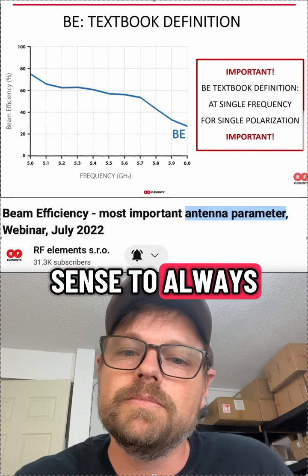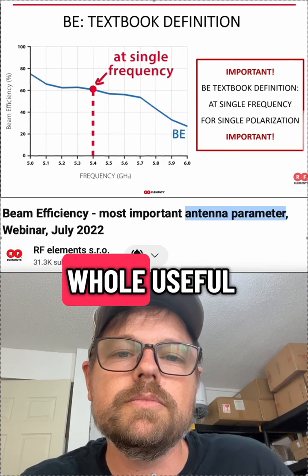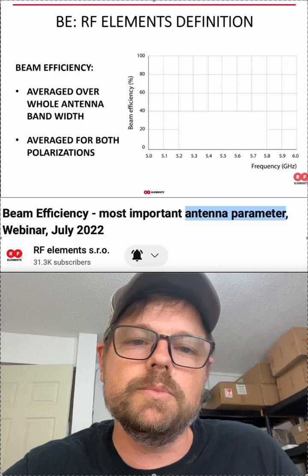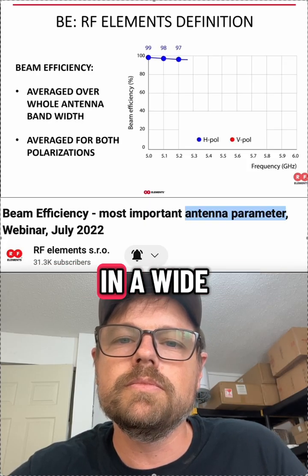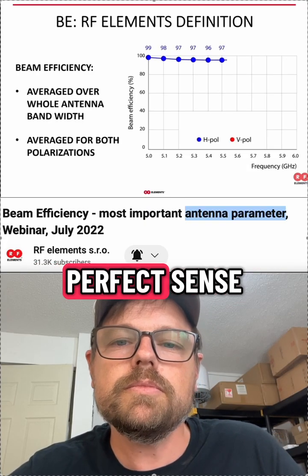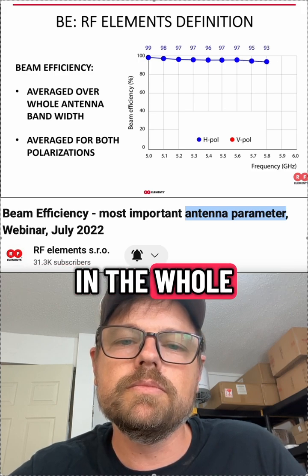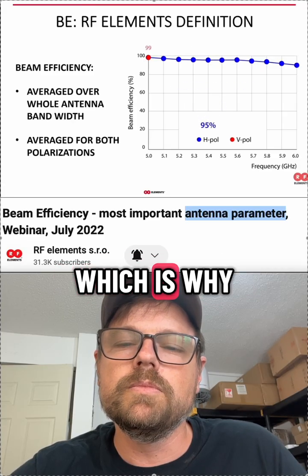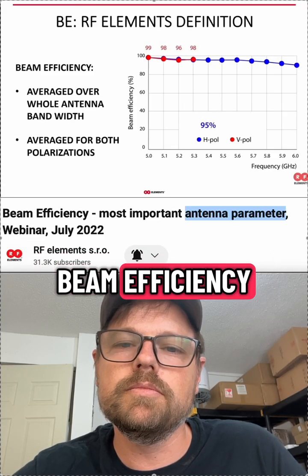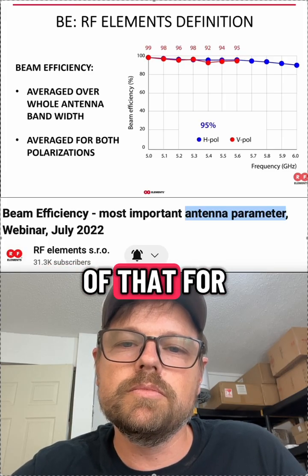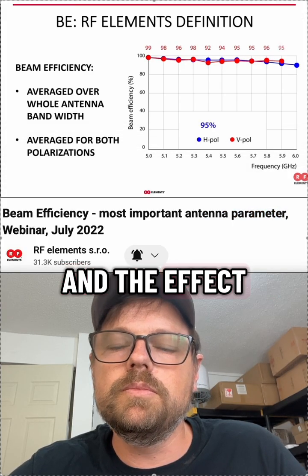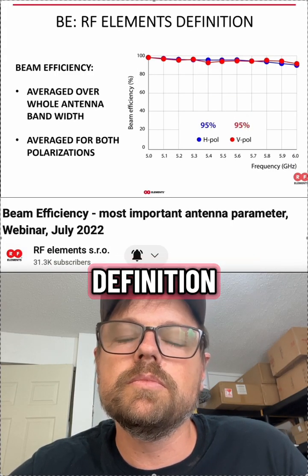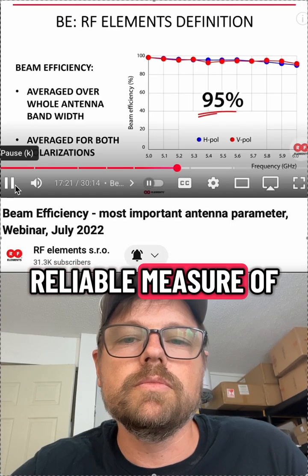Sense to always consider any antenna parameter in the whole useful bandwidth the antenna works in, and not just the single frequency point. And since WISPs use their antennas in a wide frequency band, it only makes perfect sense that an antenna should perform well in the whole bandwidth in all important aspects, including beam efficiency. Which is why we decided to actually average beam efficiency over the whole useful bandwidth, and on top of that for both polarizations. And the effect of this averaging is that it turns this textbook beam efficiency definition into a much more robust and reliable measure of the side lobe.